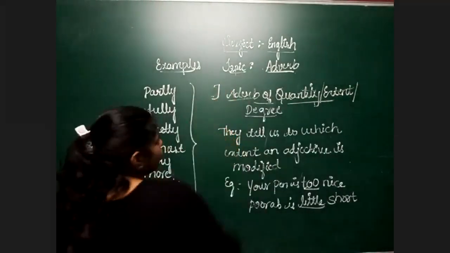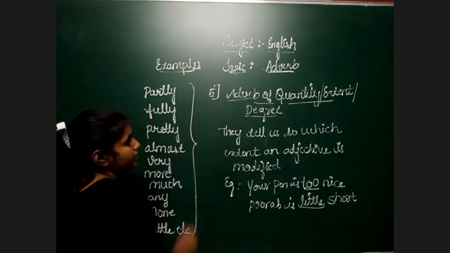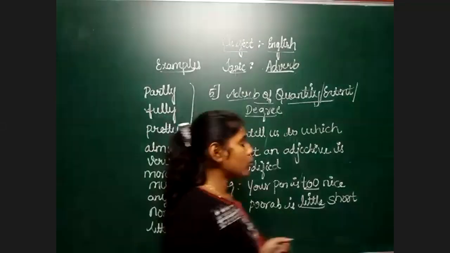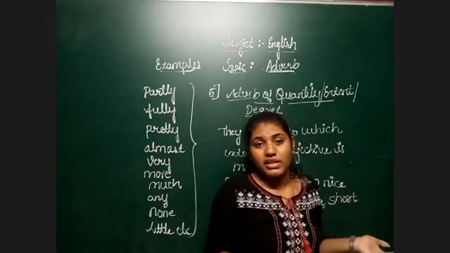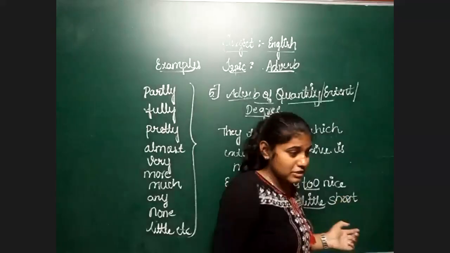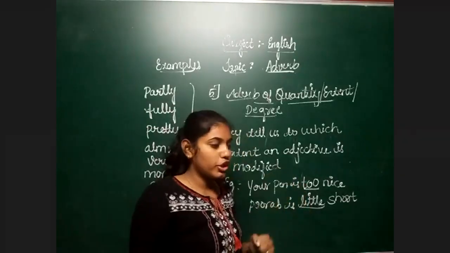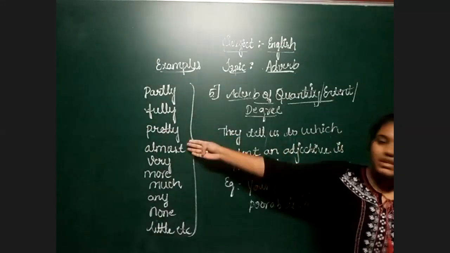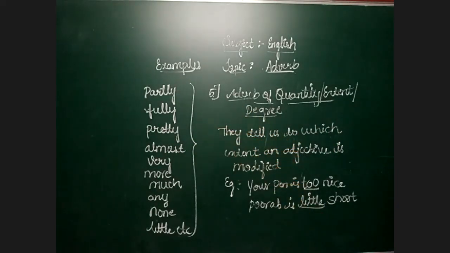See, the fifth type, adverb of quantity, extent or degree, is the last type. What is it used for? It tells to what extent, like too dirty or too brilliant, to what extent a person or thing is described. Poorab is little short. All the adjectives can be used as examples. Some examples: partly, fully, pretty, almost, very, much, more, none, little, etc. These are the examples for adverb of quantity.